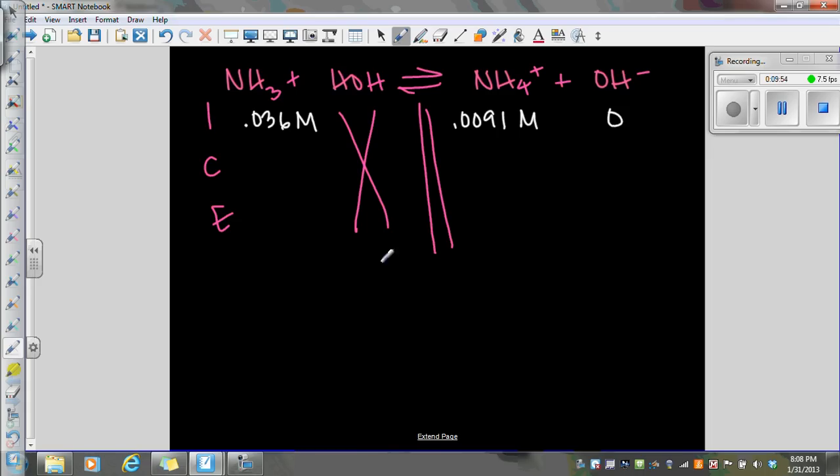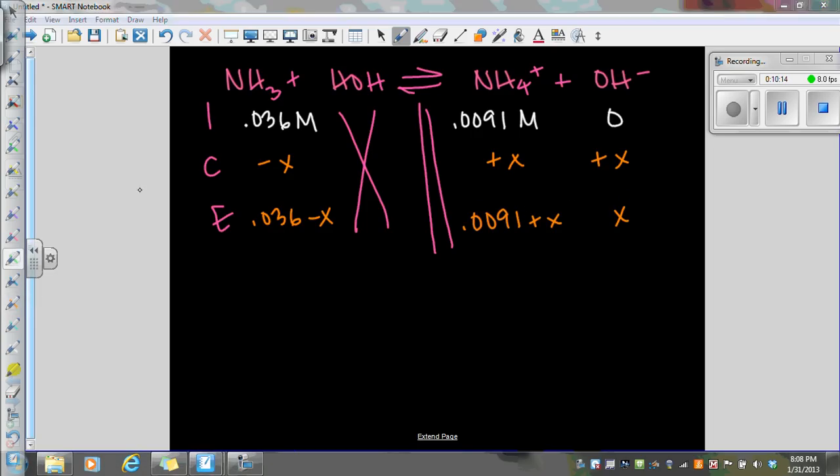Now, I have a choice. I can do an ICE chart. If I were doing that, product side would go up by X, reactant side down by X. I'd get 0.036 minus X, 0.0091 plus X, and X.